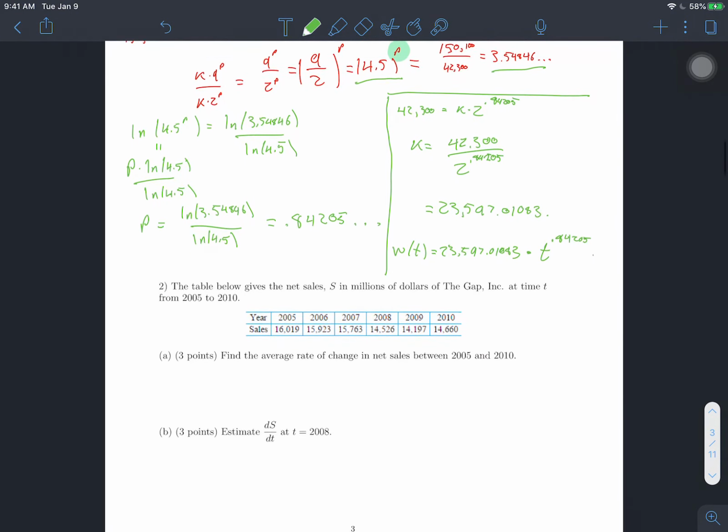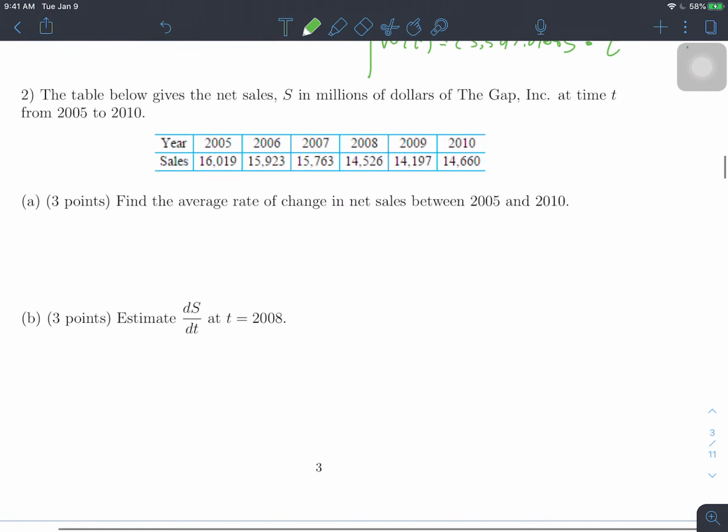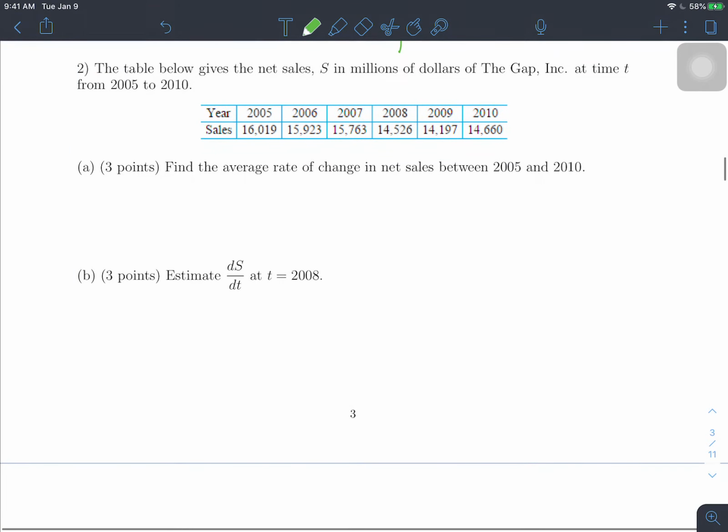Cool, so let's move on to the next problem. Okay, so we have some table here which is telling us the net sales in millions of dollars of the Gap at some time t, where t ranges from 2005 to 2010. And each year we have a certain number of sales. What we're supposed to find is the average rate of change in net sales between 2005 and 2010.